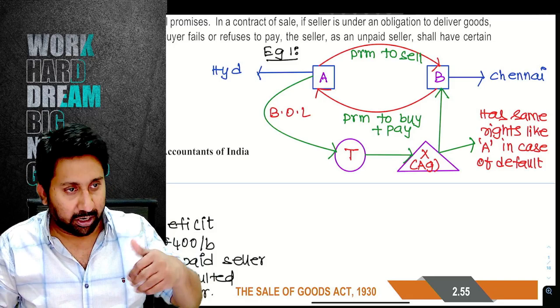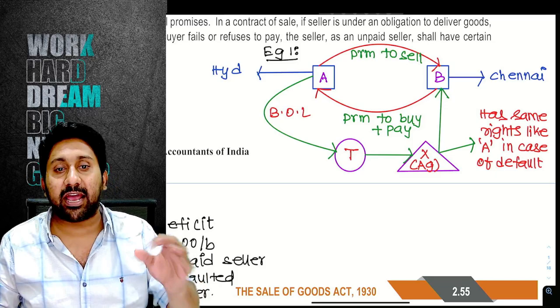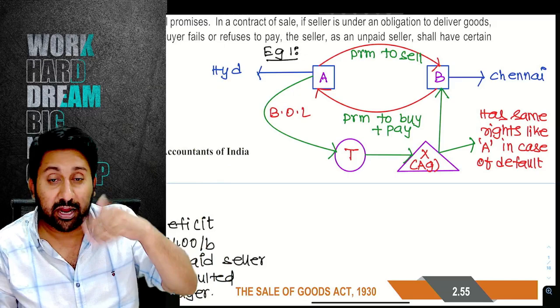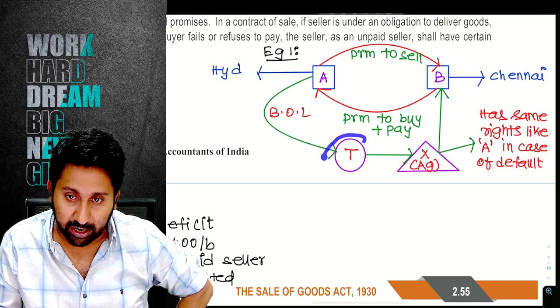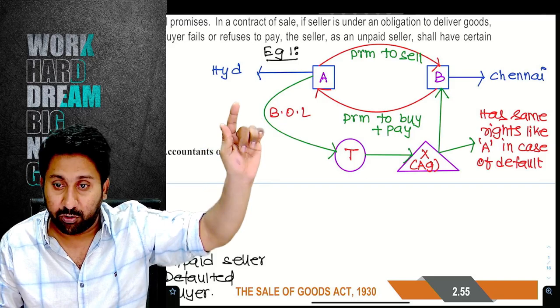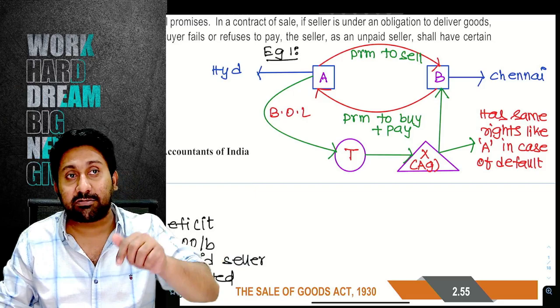So I appointed a goods carrier vehicle, which will carry the goods from one place to another. I hired a transporter in Hyderabad for the journey of around 12 hours from Hyderabad to Chennai. To him I have given a bill of lading. Bill of lading means Mr. A in Hyderabad is issuing goods to Mr. X, an agent of Mr. A in Chennai. A is the principal, X is the agent.